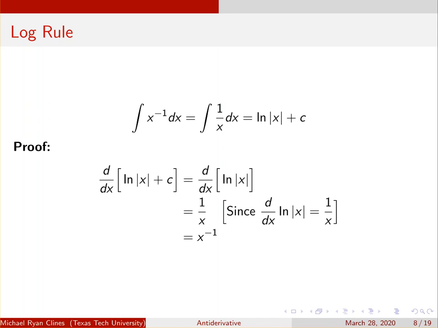The natural log of the absolute value of x. Wow, I butchered that impressively. That was weird. The natural log of the absolute value. Or did I say natural value?